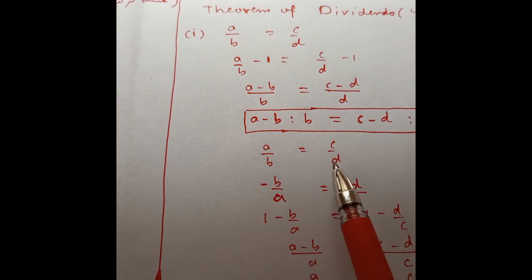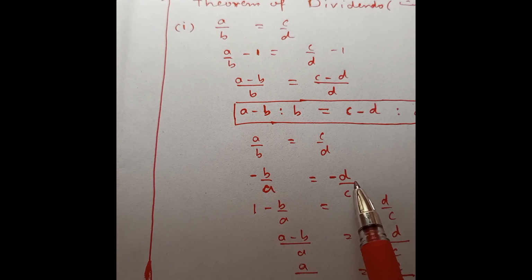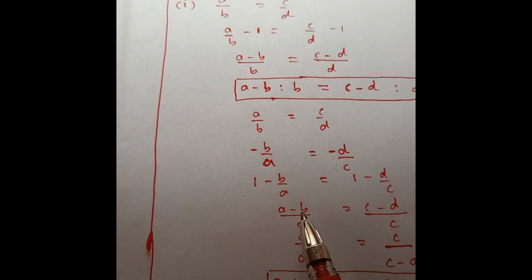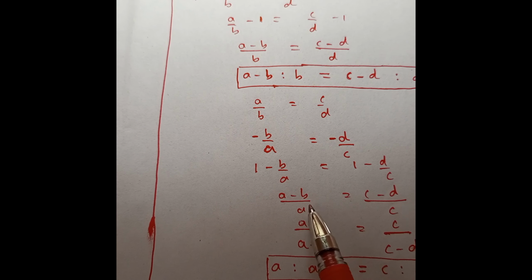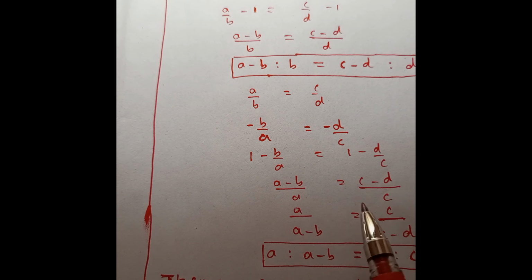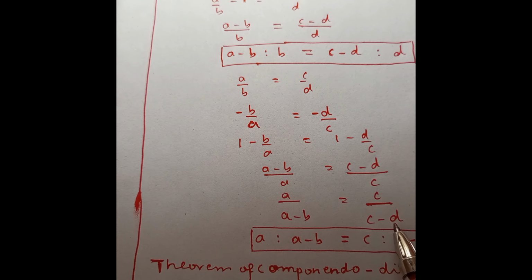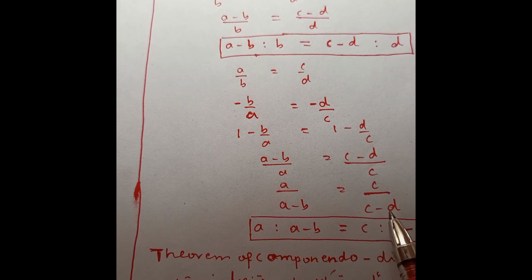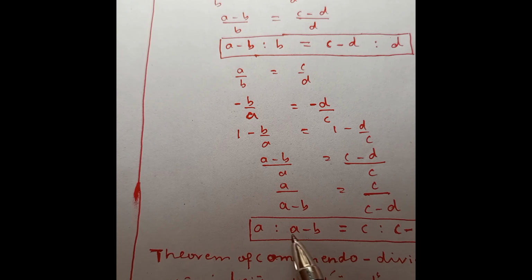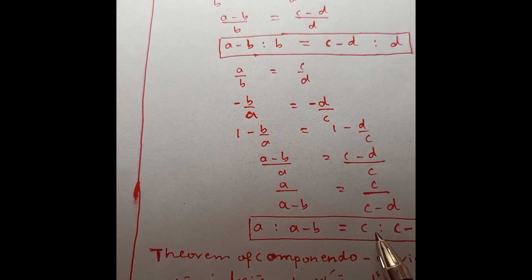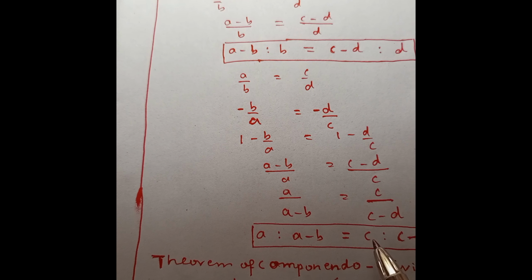Again, starting from the same point, A by B is equal to C by D. Multiplying both sides by minus, we get minus B by A is equal to minus D by C. Adding 1, we get 1 minus B by A is equal to 1 minus D by C. Taking LCM, we get A minus B divided by A is equal to C minus D divided by C, and then taking its reciprocal, finally we come to the point A divided by A minus B is equal to C divided by C minus D. This is the other case of the dividendo, and in proportional form it is written A ratio A minus B is equal to C ratio C minus D. These are the two cases of the dividendo.